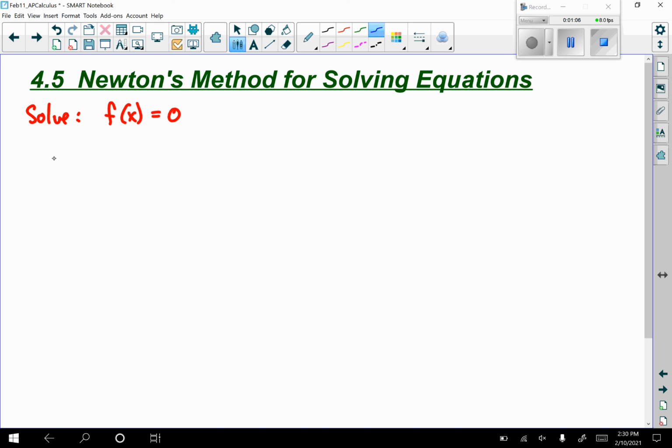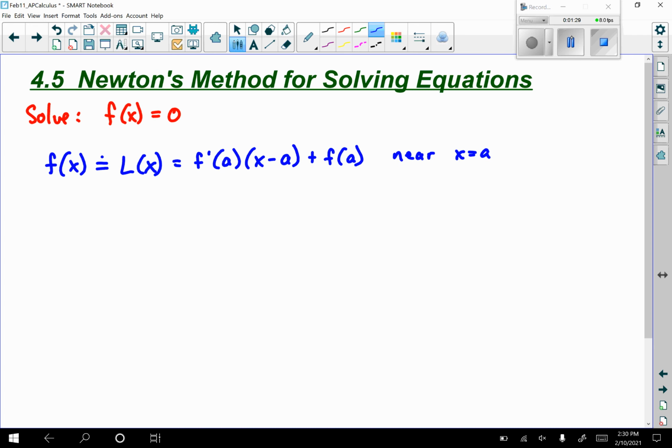So we saw from yesterday that f of x is approximately whatever our linear approximation turns out to be, which again from yesterday is f prime of a times the quantity x minus a plus f of a near x equals a. So we're going to go through a little sketch of a graph for this as well. So let's let our function, our curve, look something like this.